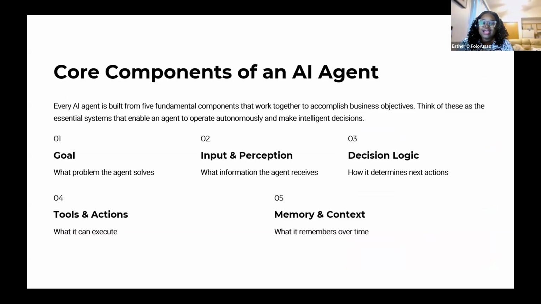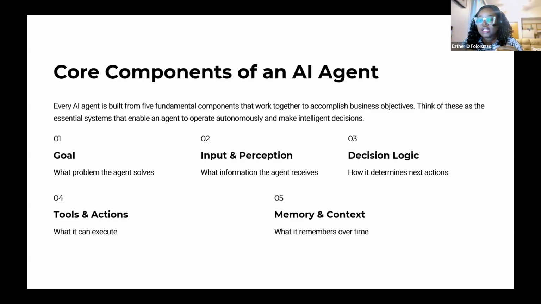Now, what exactly makes up an AI agent? There are core components of AI agents. Firstly, what is the goal? If you're creating an AI agent, you need to understand what problem that agent is going to solve. That's why I said we should start from the beginning, getting problems and use cases, things that would help you know what exactly you want to do. So what problem does the AI agent solve?